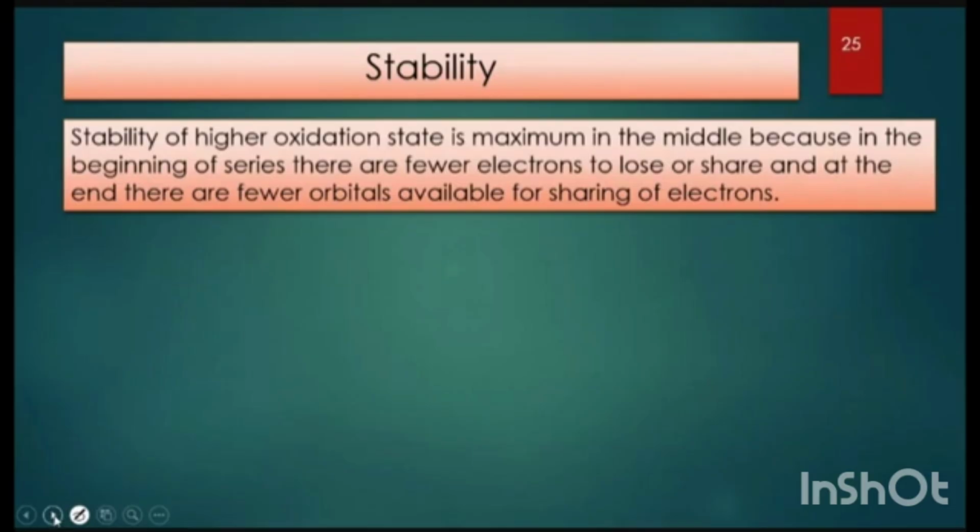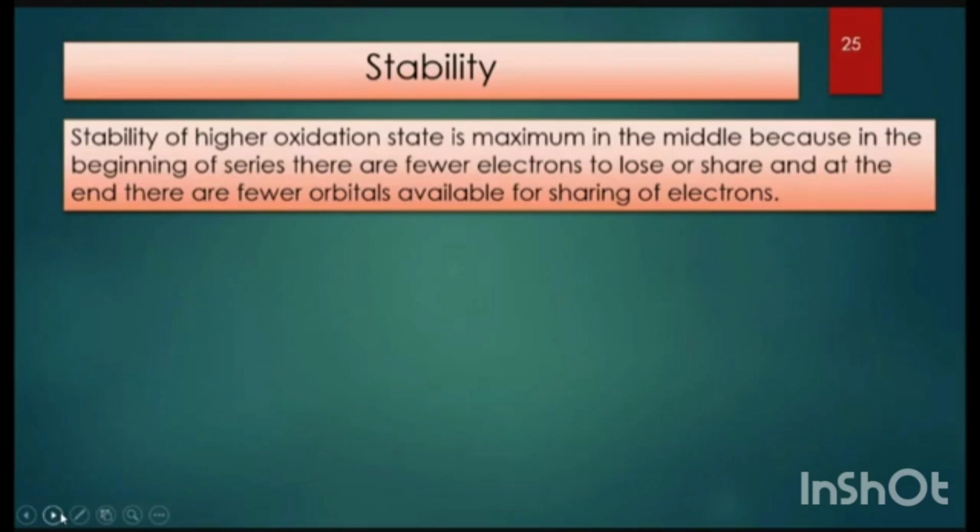So here the stability depends on the availability of the number of unpaired electrons, because when a larger number of unpaired electrons is available, that leads to the sharing or losing of electrons, which leads to stronger bond formation so as to attain stability. That is why it states that the stability of the higher oxidation state is maximum in the middle, because in the beginning of the series there are fewer electrons.